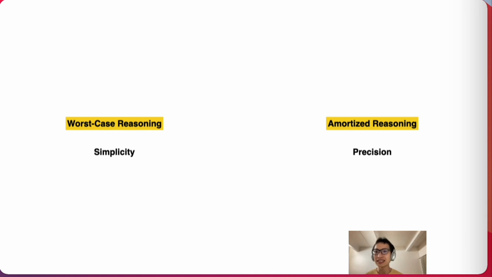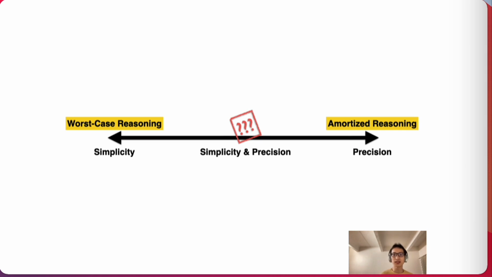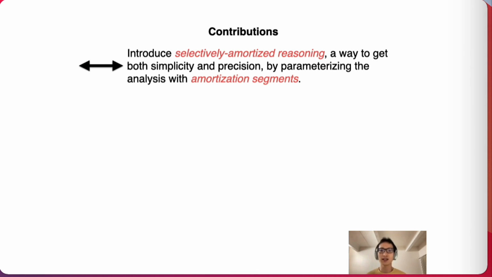To summarize, so far we have introduced two approaches. Worst-case reasoning is simple, but it is not precise enough. Amortized reasoning is precise enough, yet it is highly complicated. Wouldn't it be great if there exists an approach that is both simple and precise? Wouldn't it be even greater if we can arbitrarily adjust the simplicity and precision? This is exactly our contribution.